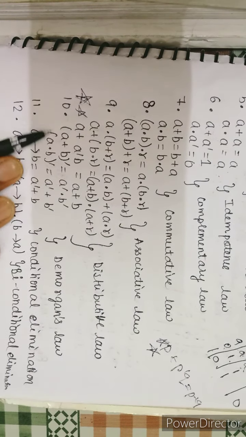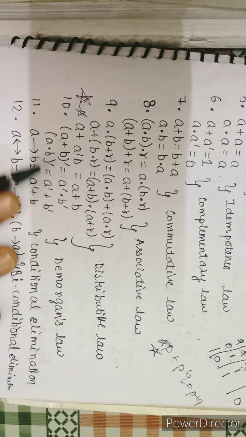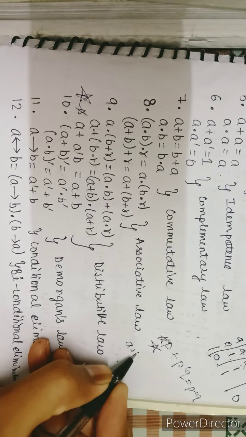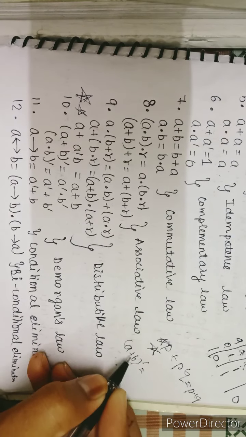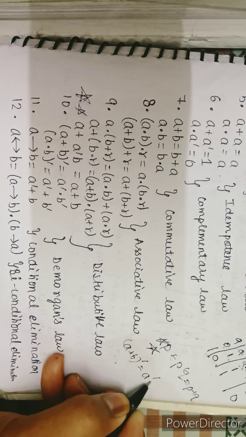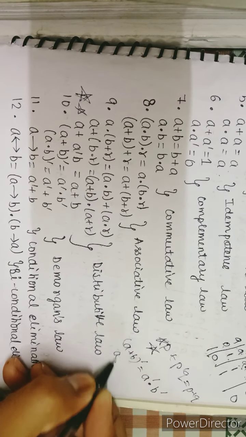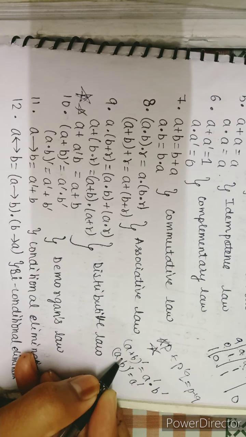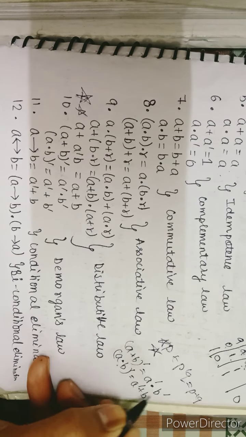Next is De Morgan's law. De Morgan's law: (A plus B) whole bar is equal to A bar, plus will change to dot, B bar. If it is (A dot B) whole bar, it will be A bar, dot will be changed to plus, so plus B bar.